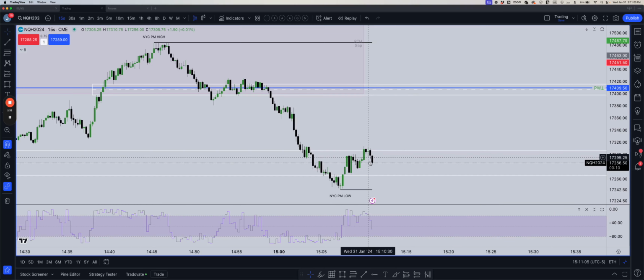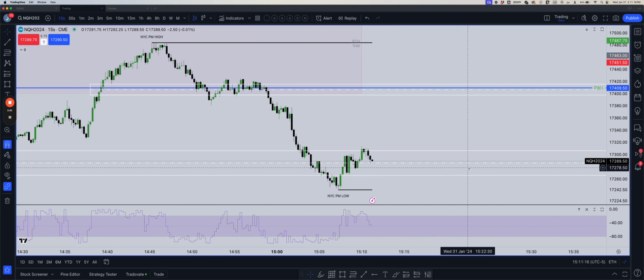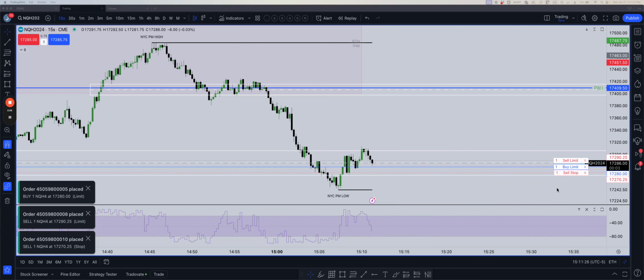So you see how price is coming down, but it's still above this low, and this indicator is showing us that it's coming down, creating a divergence. This is where I'm going to enter. That's my limit order.